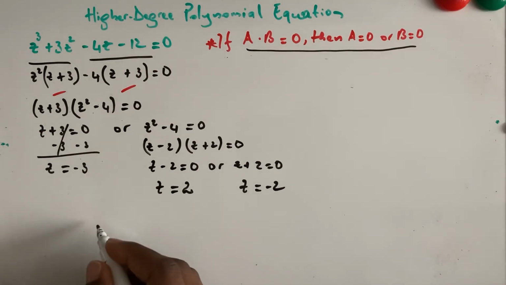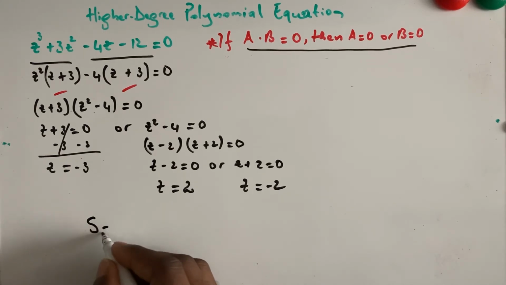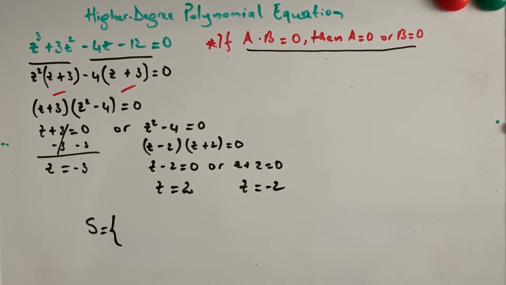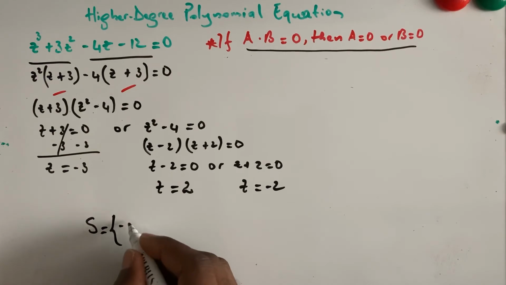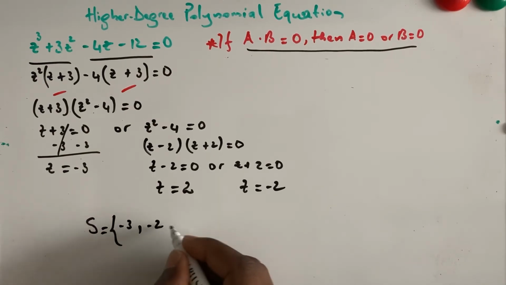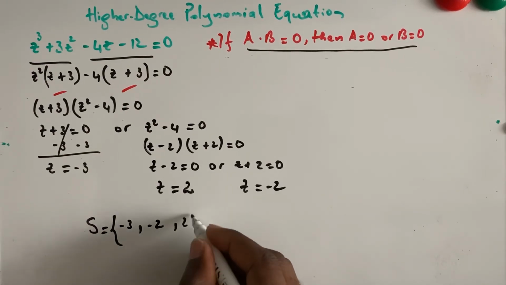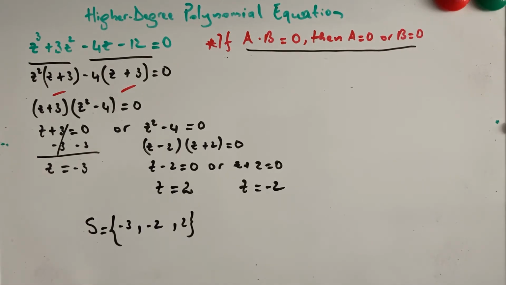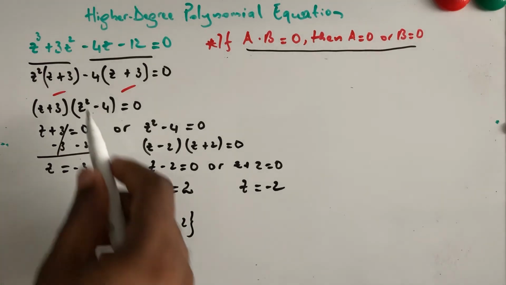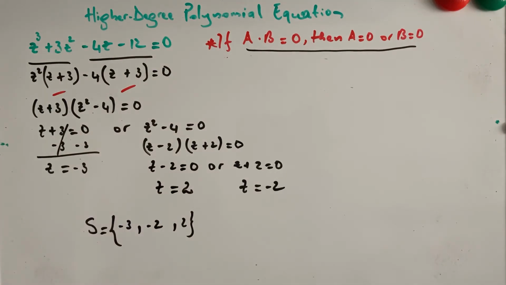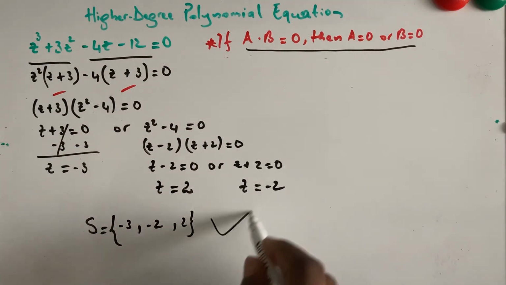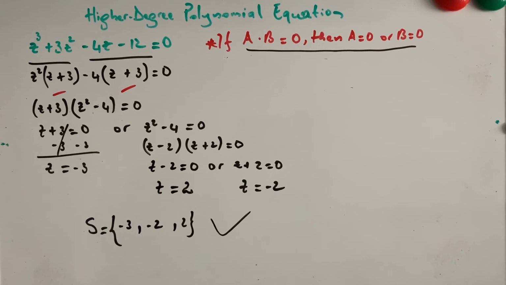So the solution to this equation will then be negative 3, negative 2, and positive 2, okay? So 3 solutions. Remember, negative 3, negative 2, and positive 2. Now, you can always double check, so go back and replace z by its value to see if it's right. But yes, these are the solutions to this equation.